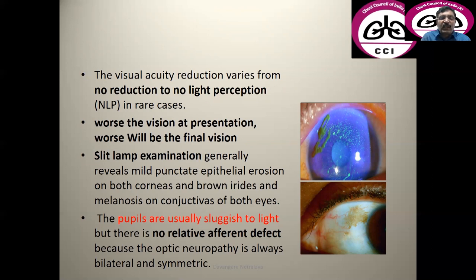So one should clearly look into what the vision is at presentation in these patients. Eye examination by slit lamp typically shows, on the right side of the picture, the greenish dots, which are nothing but corneal erosions, which tend to occur in some of these patients.